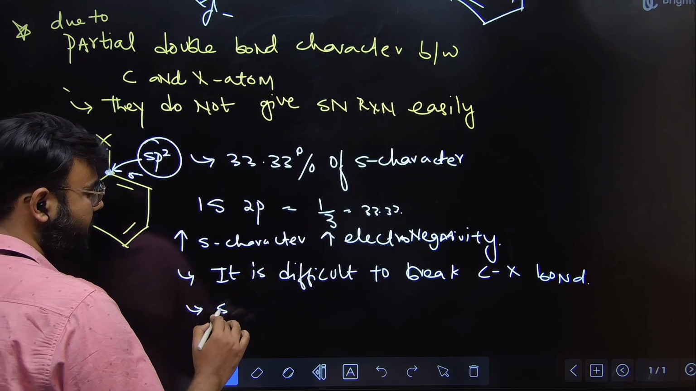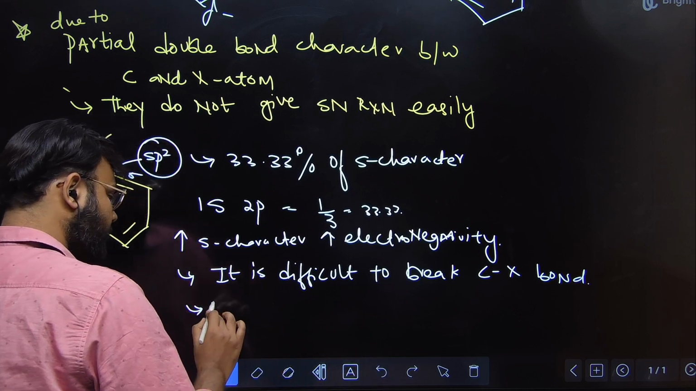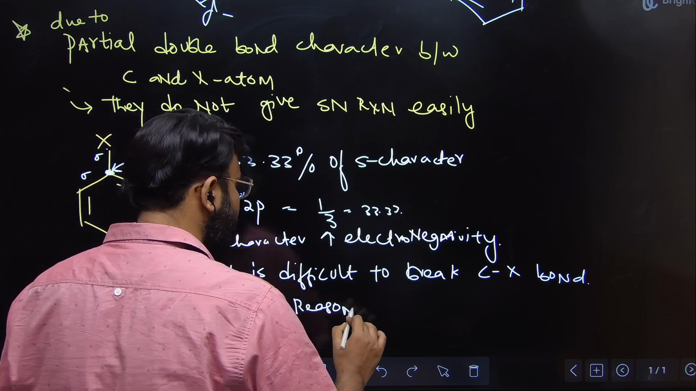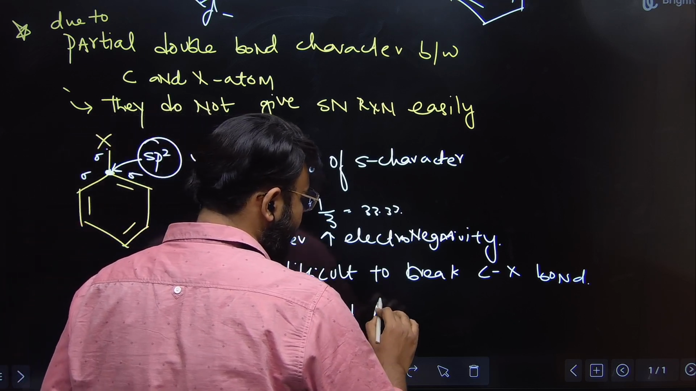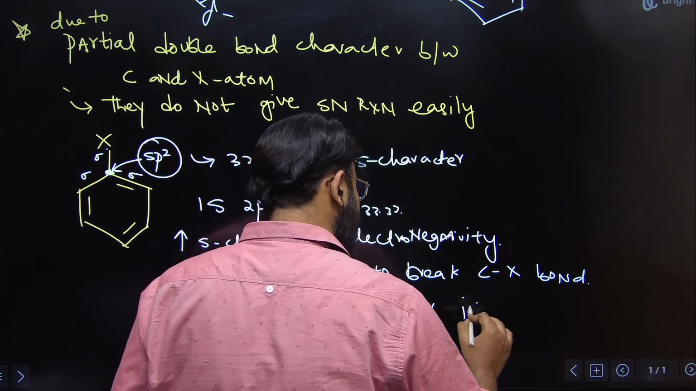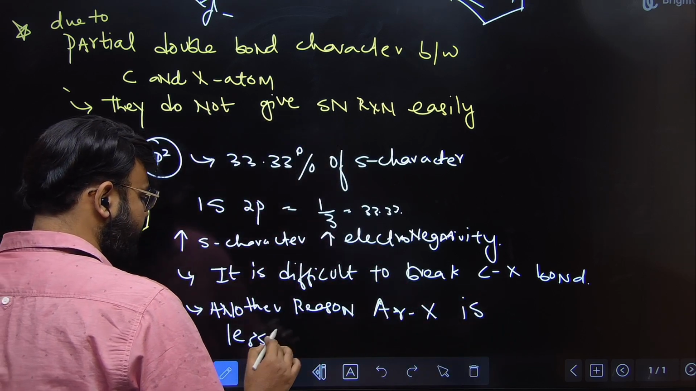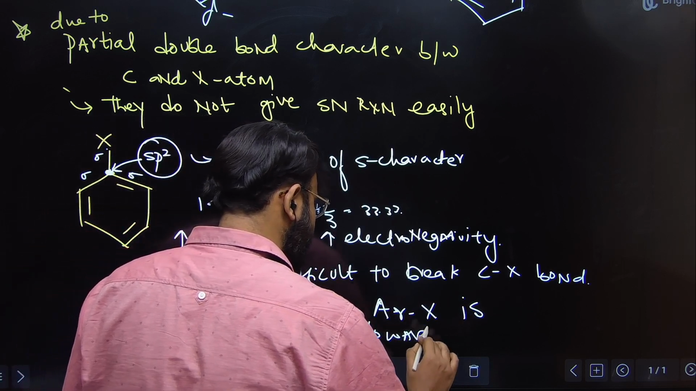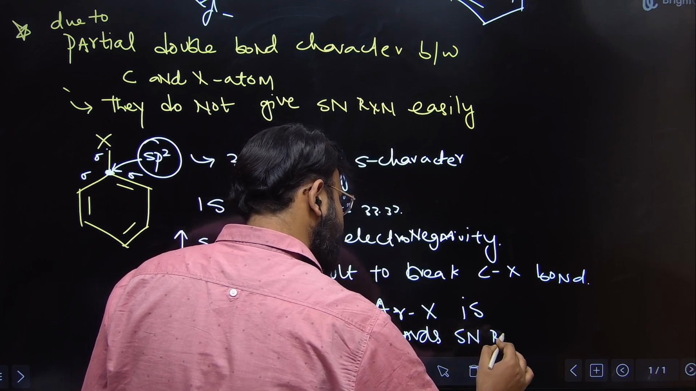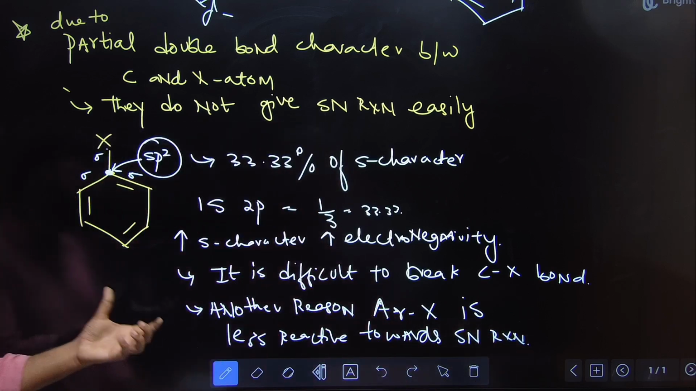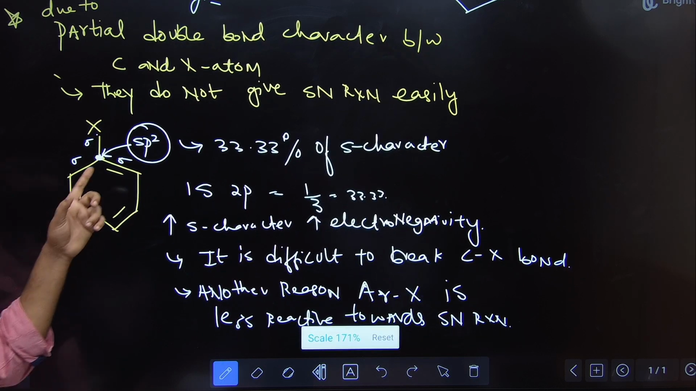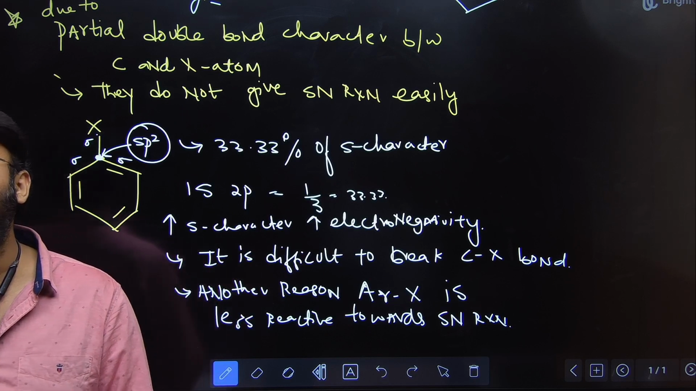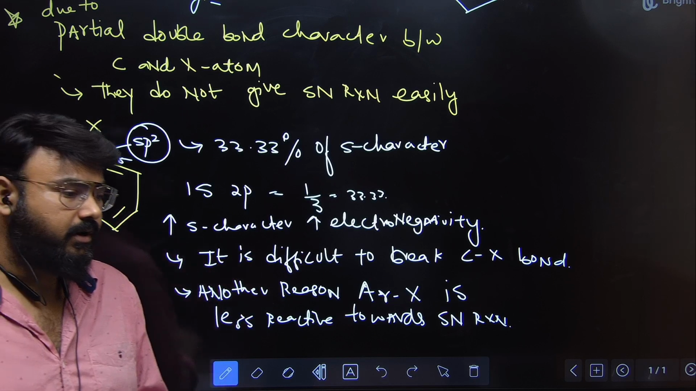Another reason why it doesn't tend to... another reason, haloarene is less reactive towards SN reaction. So guys, take a note. That is why this sp2 and s character is another reason why haloarenes don't tend to give the nucleophilic substitution reaction. It's very, very important.